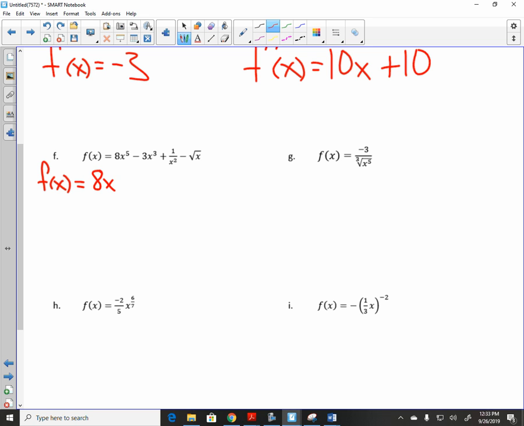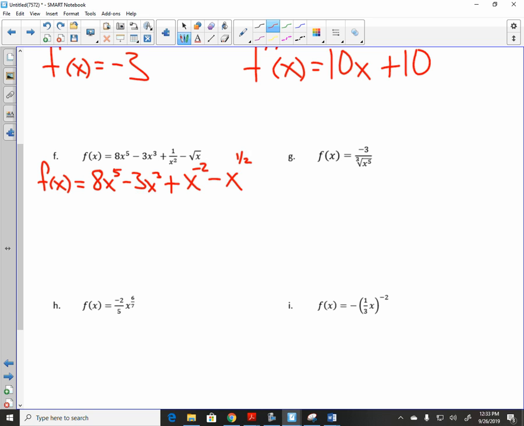I'm writing it as 8x to the 5th minus 3x cubed plus, does anybody know how I would rewrite 1 over x squared so that it's written as x to a power? X to the negative 2. In order to make the power rule work, you have to have x to a power. Minus x to the 1/2.